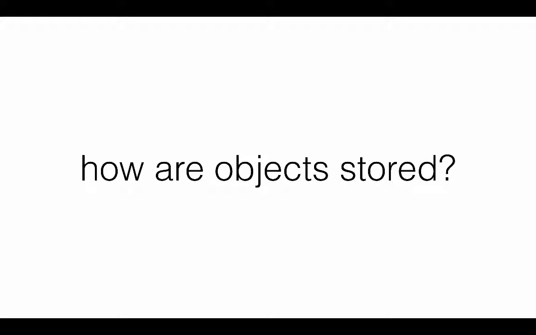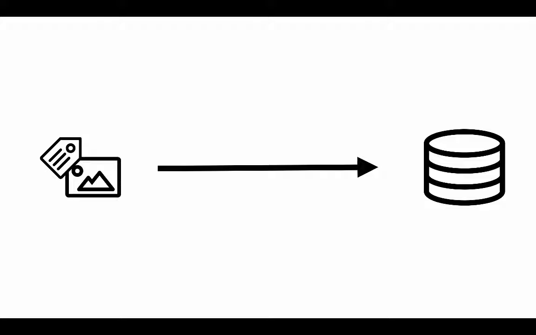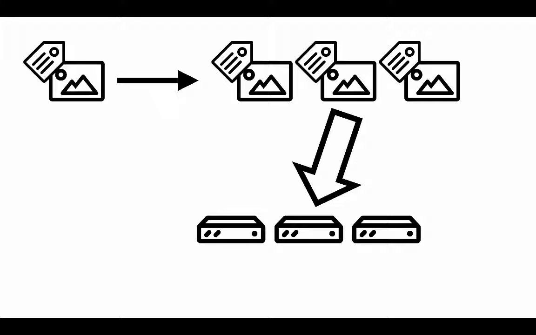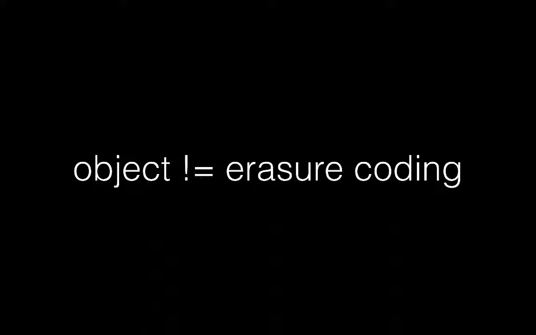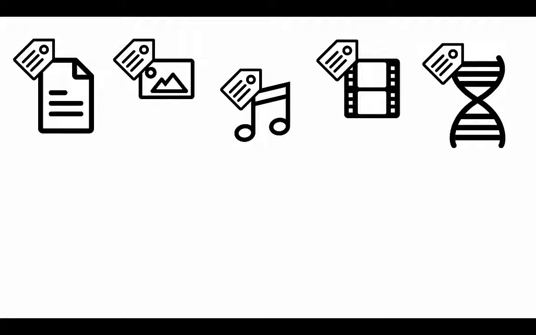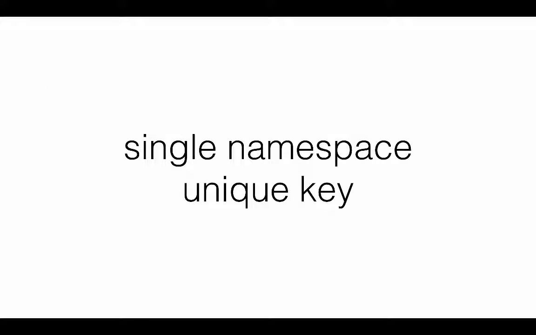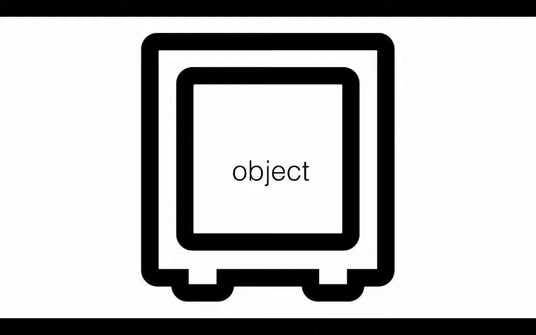How are objects stored? An object could go to a disk or RAID array, a cluster with replication, or a cluster with erasure coding. Anything really. Object does not mean replication, and object does not mean erasure coding, but many users think it does. Users also think that object is safe data on cheap hardware. It's really combining data and metadata and storing in a single namespace with a unique key, even though most users just think it's cheap storage that grows. Object, combined with the right protection, is inexpensive storage that grows.